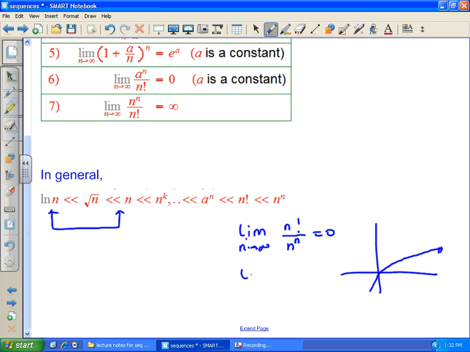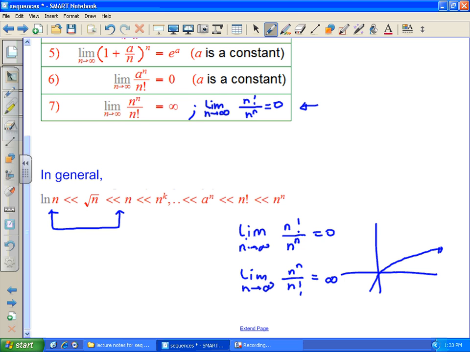What if you reverse it? What do you think will be this limit? n to the n over n factorial. That'll go to infinity because the top is growing much faster than the bottom. So take a look, that's basically what's stated with number 7 up here, right? n to the n over n factorial is infinity. So the other way to state this is as follows: the limit as n goes to infinity of n factorial over n to the n is equal to 0. That's another way to state it.